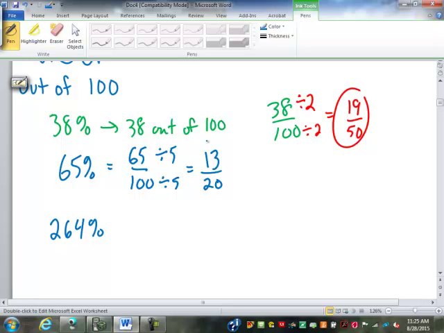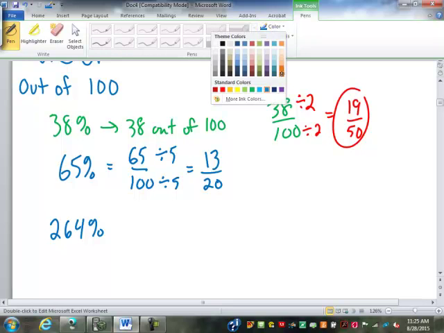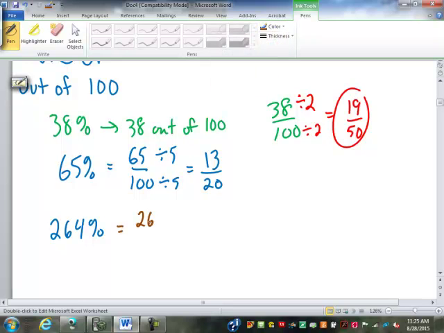Let's look at 264%. That's going to be 264 out of 100. Nope. Percent is always out of 100. Remember, 100% is a full one item. So anything more than that has to be more than one. So this has to be an improper fraction because it's more than 100%.